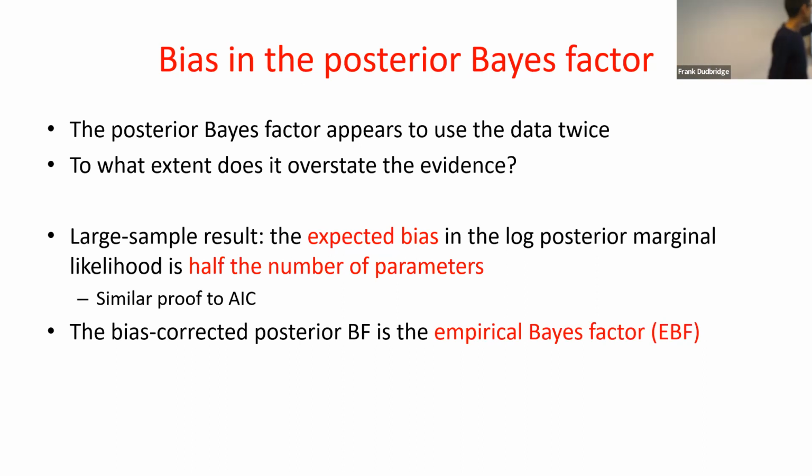And rather beautifully, if you work it out, the expected bias, in a certain sense, is half the number of parameters. And the proof is very similar to the proof of AIC. Okay, so when you do AIC, the bias is actually the number of parameters under this framework, and then you multiply it by 2 because, well, just because. But in this scenario, the bias is half the number of parameters. So we can correct the posterior Bayes factor for this bias, and we have what I'm now calling the empirical Bayes factor. So it's a bias-corrected posterior Bayes factor. And my claim is that this can be interpreted on the same scale and in the same way as an ordinary Bayes factor, or indeed a likelihood ratio.